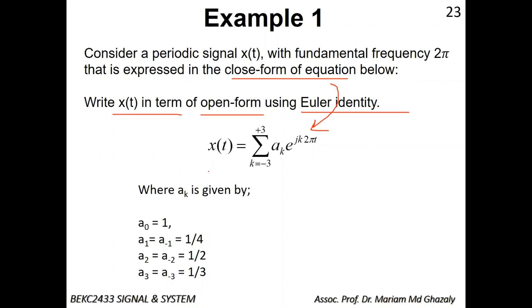You're given the signal x(t) equal to the summation from k equals minus 3 to 3 of a_k e^(jk2πt), where a_k is given by: a_0 equal to 1, which is the DC value; a_1 equal to a_-1, the first harmonic, equal to 1 over 4; a_2 equal to a_-2 equal to 1 over 2; and a_3 equal to a_-3 equal to 1 over 3. So let's see how to solve this example: write x(t) in open form using the Euler identity.